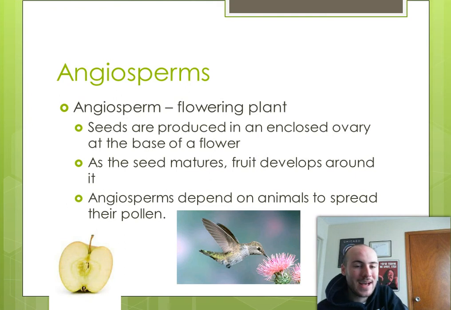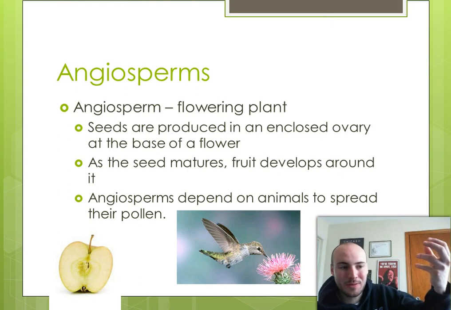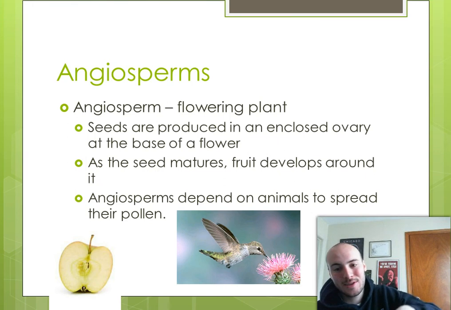And then finally, the last group, and maybe the most charismatic group of the plants, are the angiosperms. Angiosperms are any plant that has a flower. And in that flower, at the bottom you have an ovary, and at the top normally pollen is produced. Pollen is actually the male, it carries the sperm. So once the ovary gets fertilized, it starts to produce a seed, and as the seed matures, fruit actually develops around that seed.